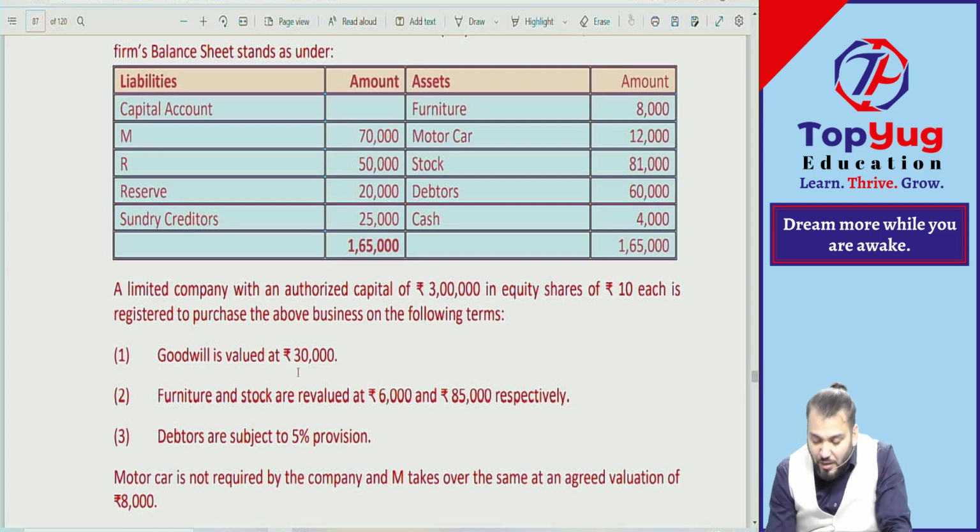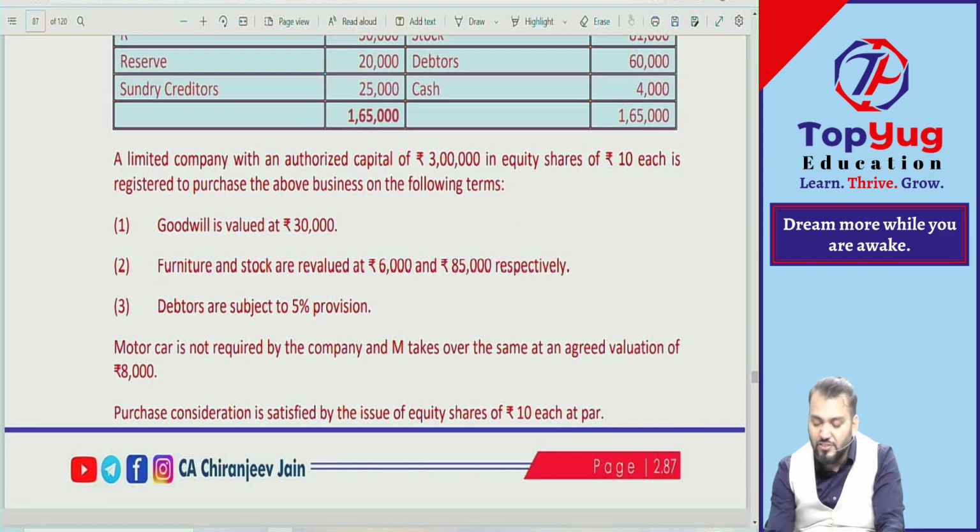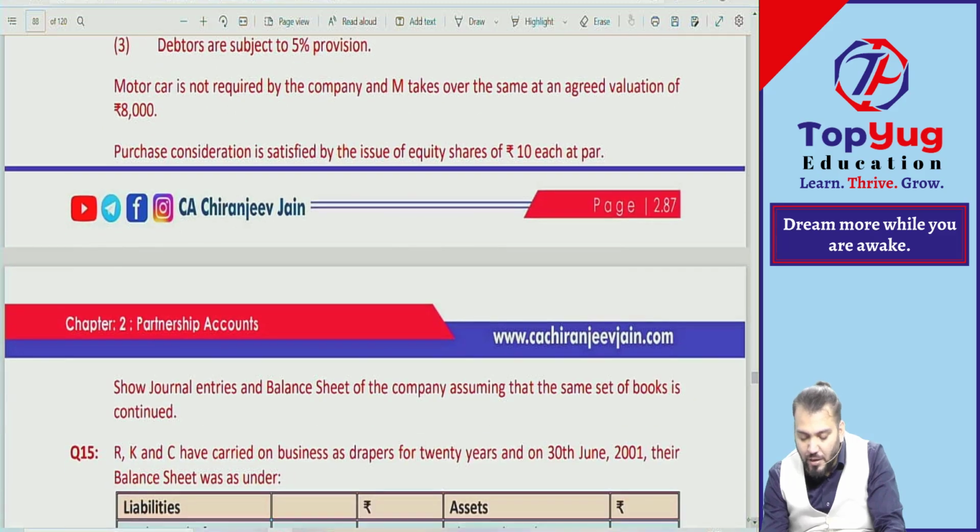Goodwill is valued at a given amount, so goodwill value is given. Furniture and stock are revalued at a given amount. Revalued means it is taken over. Debtors are subject to 5% provision. It is also taken over. Motor car is not required by the company. It is not taken over, and M takes over the same at an agreed valuation of 8,000. Purchase consideration is satisfied by the issue of equity shares of rupees 10 each at par. So give the journal entry and balance sheet of the company, assuming the same set of books is followed.